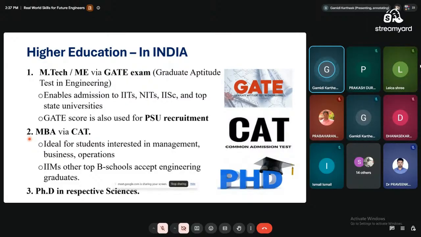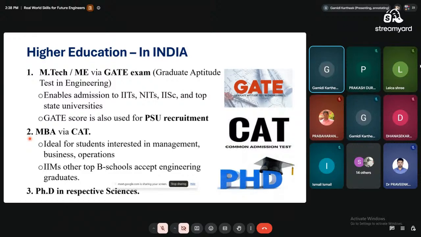First, let's see what the opportunities in India are. Right after your BTech, once your BTech is awarded, you can write the Graduate Aptitude Test in Engineering, which is a very prestigious examination in our country. We call it the GATE exam. You can go for MTech and ME in IITs, NITs, IISc, and many other top state universities.